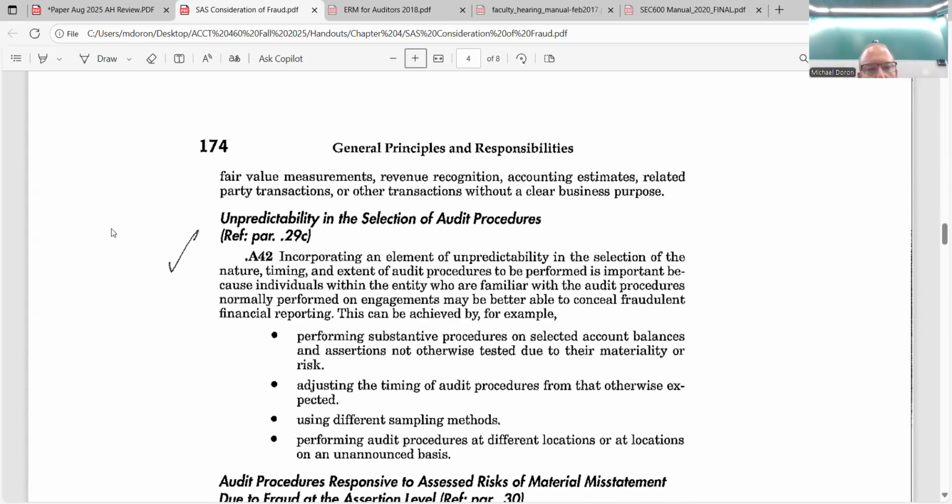Okay, here's some good advice they give you. Unpredictability in the selection of audit procedures. Incorporating an element of unpredictability in the selection of the nature, timing, and extent of audit procedures to be performed is important because individuals within the entity who are familiar with the audit procedures normally performed on engagements may be better able to conceal fraudulent financial reporting.